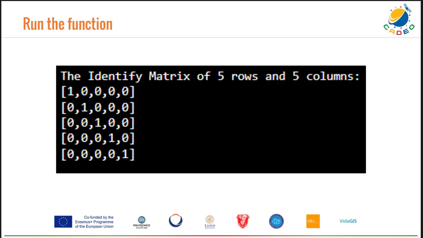And this is the result when we run the functions. The identity matrix of 5 rows and 5 columns was printed on the screen.